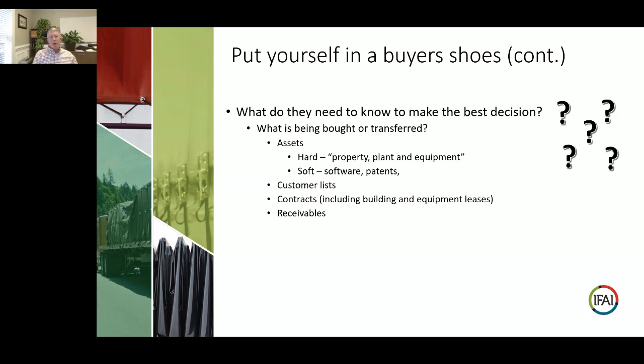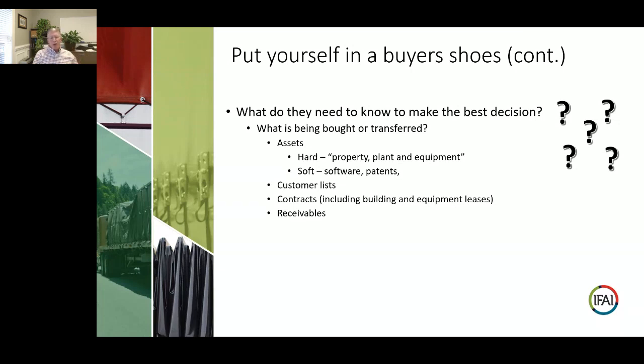Contracts. Do you have any contracts with suppliers? Do you have contracts on your building, or is it leased? For example, you have contracts with other entities. So in general, those are all things that may or may not transfer with the business, and you need to understand the status of them, what they will be when you do sell the business.